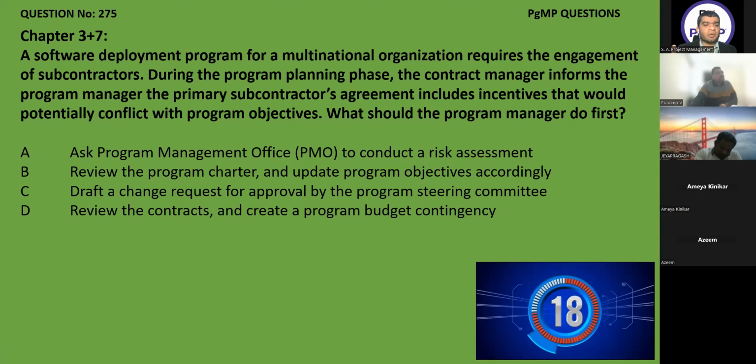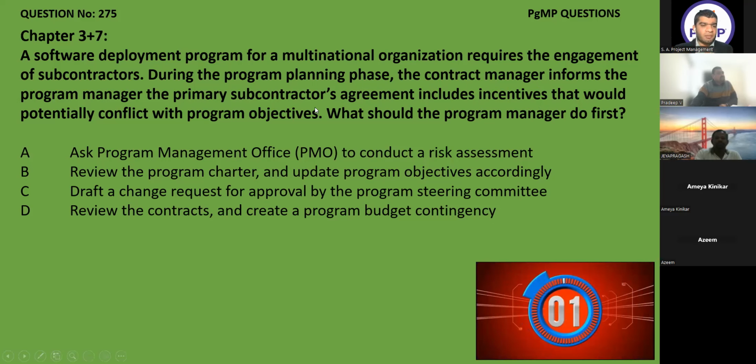It's not a phase gate. No, review. They are saying the incentives were not expected, and potentially it is a conflict of the program objective. Yes, but who is telling you? During the program planning phase, the contract manager informs you, the program manager. So now this is information that has come to me from someone, XYZ. The first step, being the program manager, is I will review whether he's telling it true or not. I cannot directly jump to the conclusion.